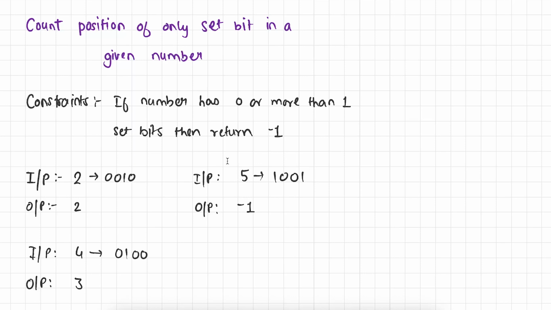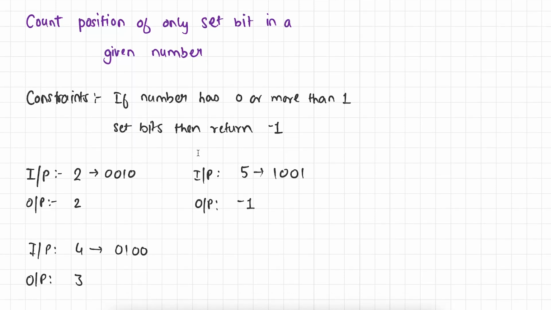So let's get started. Let's see this problem. We are given a number and we have to find the position of the only set bit in the given number. And if the number is equal to 0 or if the number has more than one set bit, then we simply have to return -1. Okay? So to understand this problem really well, let's see a few examples.